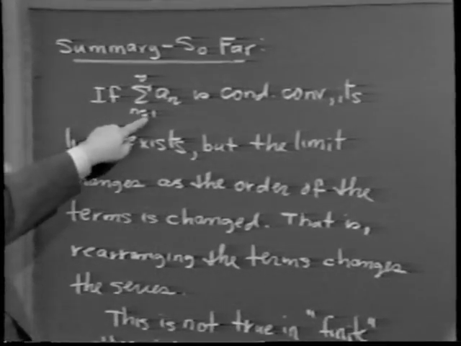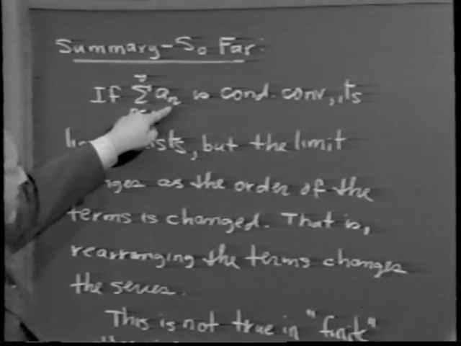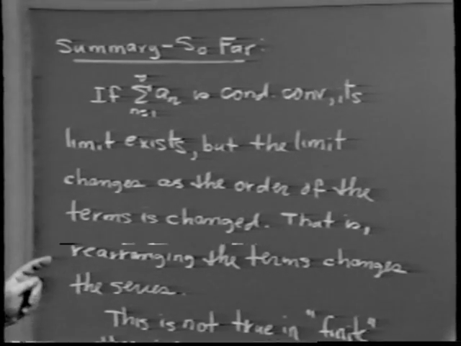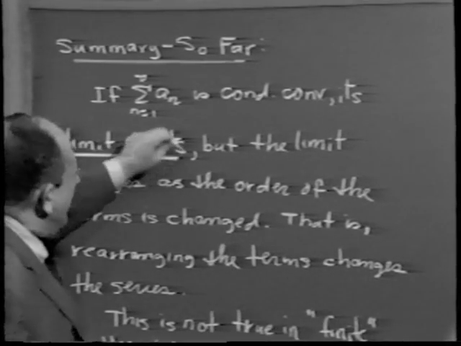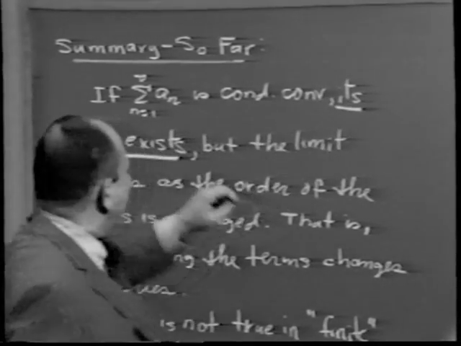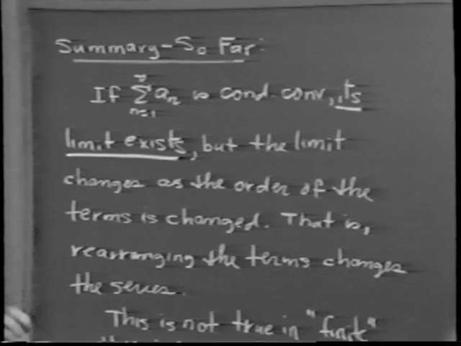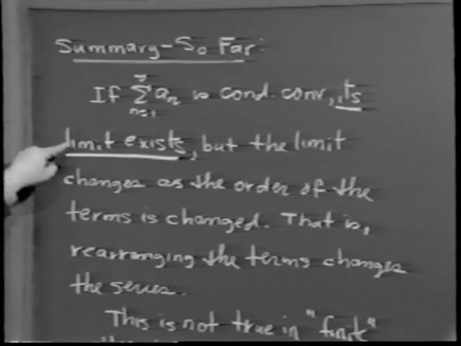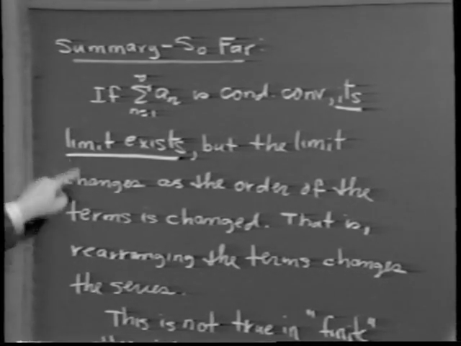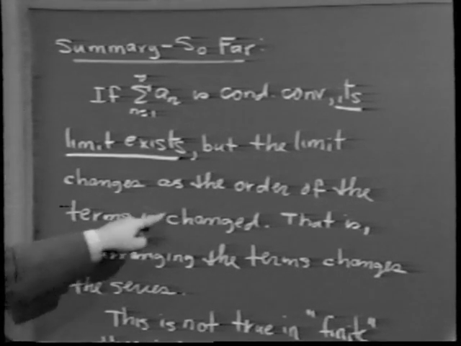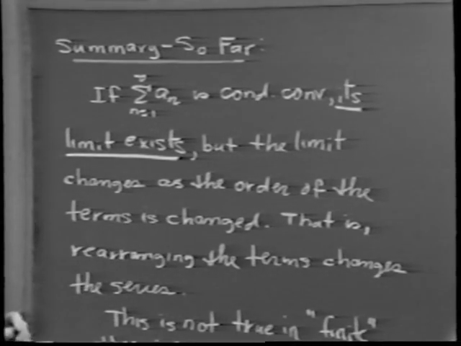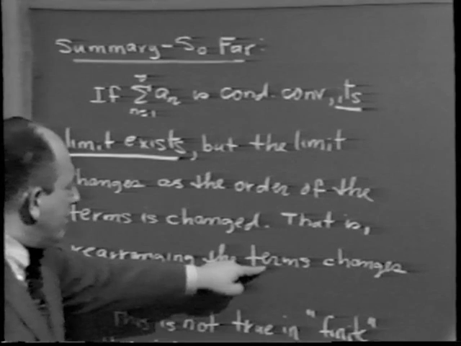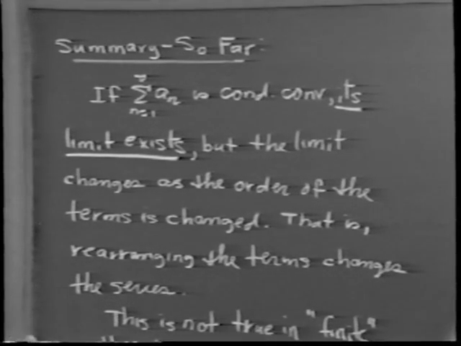If the series summation n goes from 1 to infinity, a sub n, is conditionally convergent, its limit exists. Let's not forget that. Its limit exists. But that limit depends on not changing the order in which the terms were given. In other words, the limit changes as the order of the terms is changed. That is, rearranging the terms actually changes the series. And there is nothing in finite arithmetic that is comparable to this.